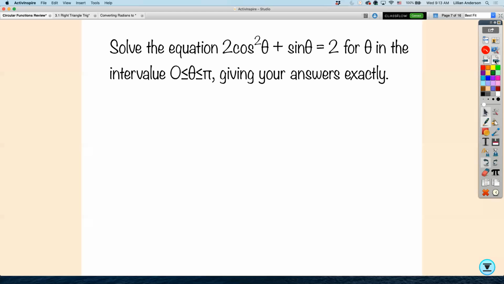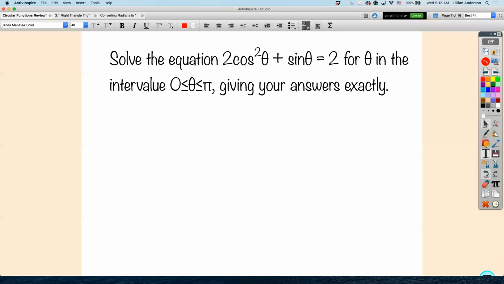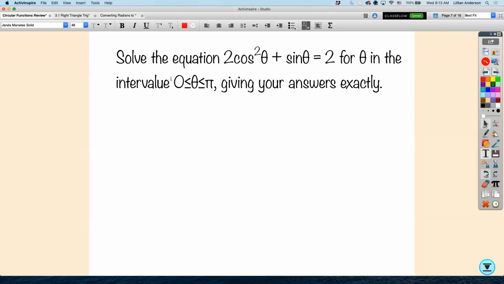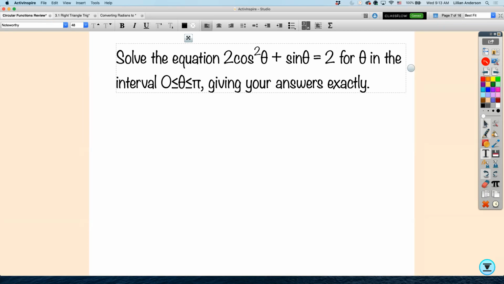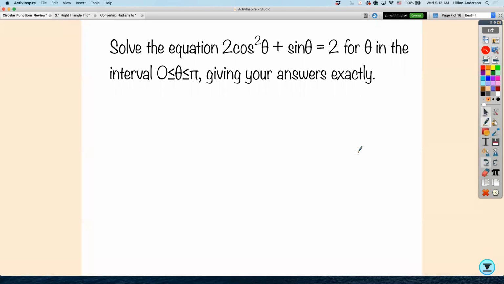But we're going to solve this equation. 2 cosine squared theta plus sine theta is equal to 2 for theta in the interval 0 to pi. And of course, we're going to give our answers exactly. This is a non-calculator problem. It's very rare that a circular function problem is going to be on the calculator section unless you're looking at an application circular function problem. But something like this, a solving problem, it's very rare it's going to be on the calculator section.